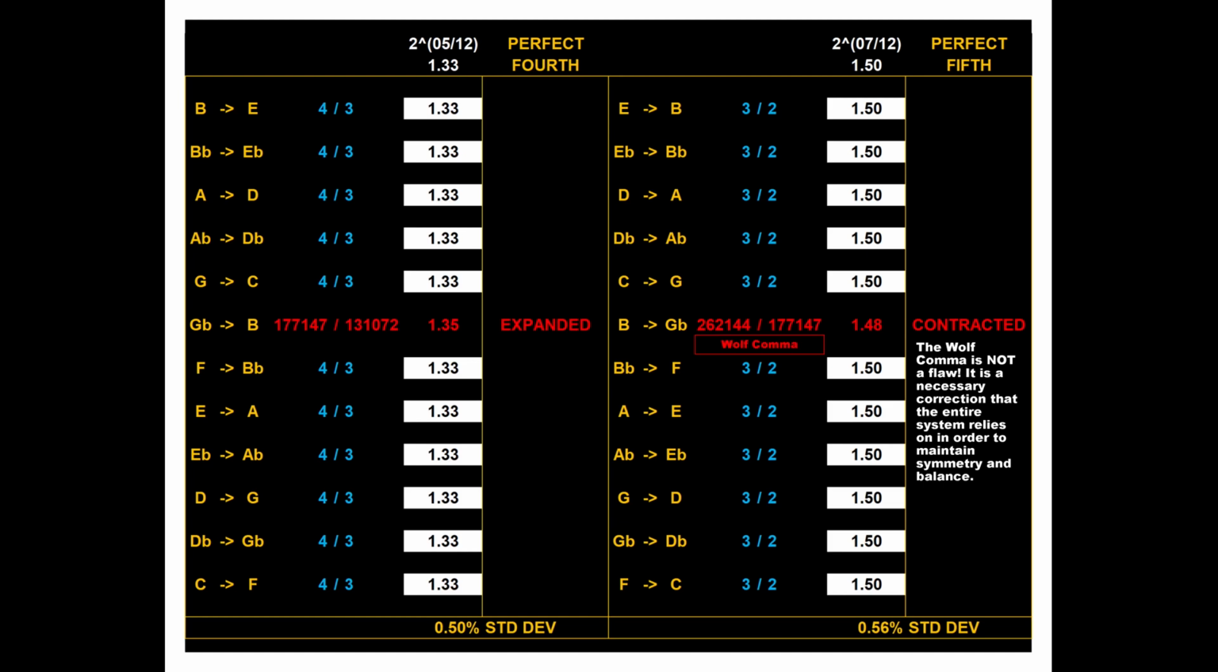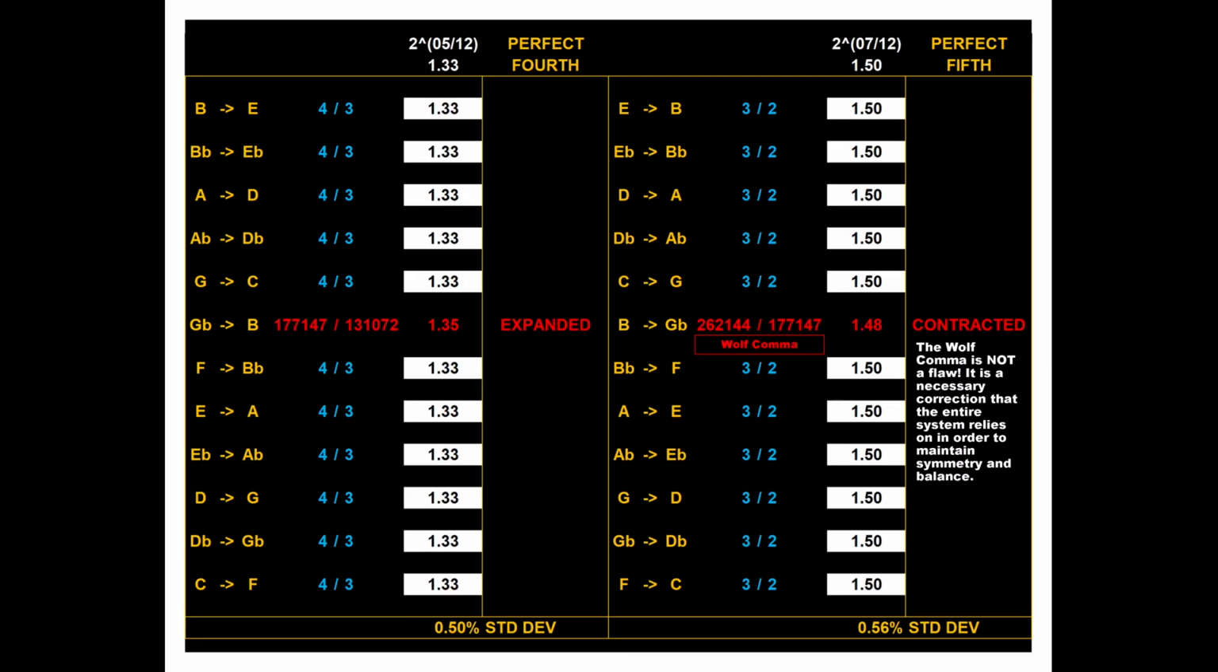And now you can see why these are called perfect. Basically, every single interval of perfect fourth and perfect fifth is dominant, with one and only one exception, and that is the F sharp octave. When we go from F sharp to B, that is an expanded fourth, and then when we go from B up again to F sharp to complete the octave, that is a contracted fifth. In fact, that contracted fifth has a special name. We call it the wolf comma.